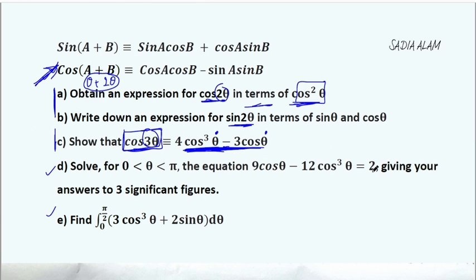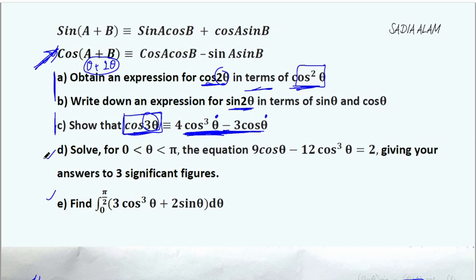Next we have part D, where the range is given 0 to pi, 0 to pi as in 0 to 180. I will solve in terms of degree, and at the very last line I will convert them into the radian mode. So this is the equation.